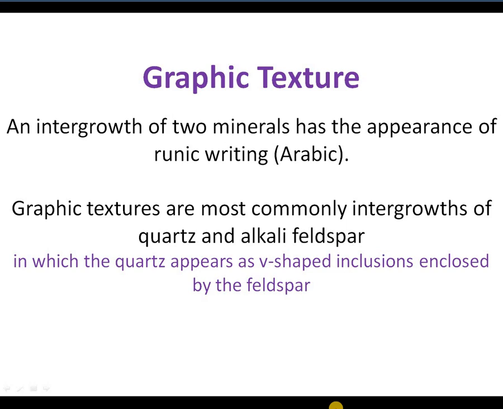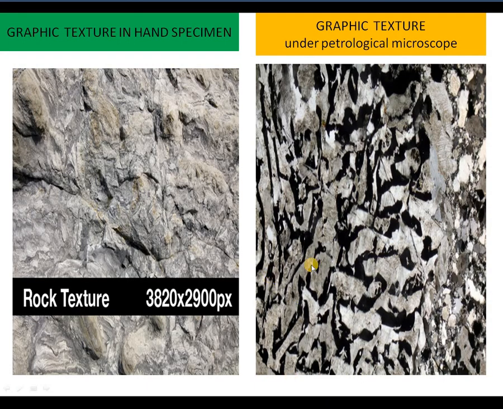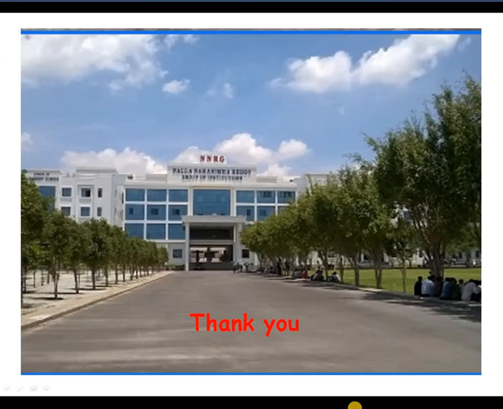Graphic texture. An intergrowth of two minerals has a similar appearance to runic writing. Graphic textures are most commonly intergrowths of quartz and alkali feldspar, in which quartz appears as V-shaped inclusions enclosed by the alkali feldspars. This is graphic texture, under the petrological microscope. The same graphic texture can be seen even in the hand specimen. Thank you.